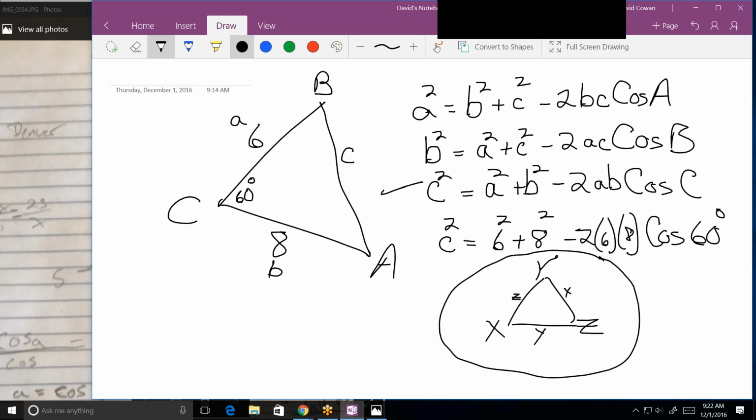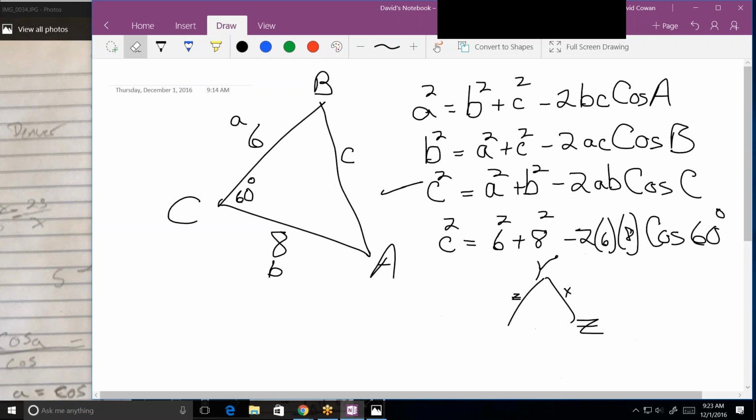Okay, I got you. In order. They don't have to be. Notice that I got A, C, B here. The only important thing is that the angle A be opposite the side A. Okay? So that's, let me erase this.